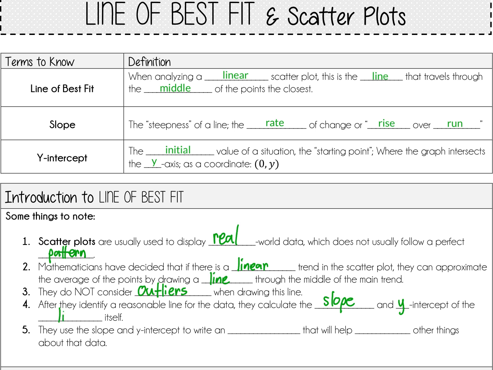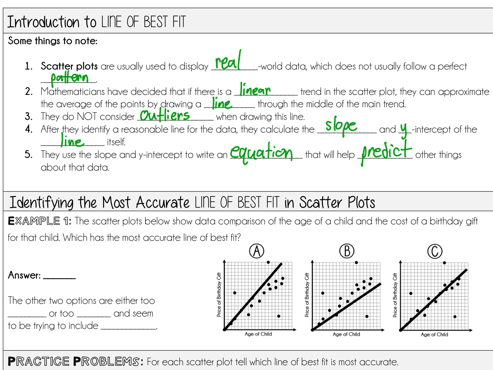After they identify a reasonable line for the data, they can calculate the slope and y-intercept of the line itself. They use the slope and y-intercept to write an equation that will help predict other things about the line. Let's learn how to identify the most accurate line of best fit in scatter plots. In example 1, the scatter plots below show data comparison of the age of a child and the cost of a birthday gift for that child. Which has the most accurate line of best fit?